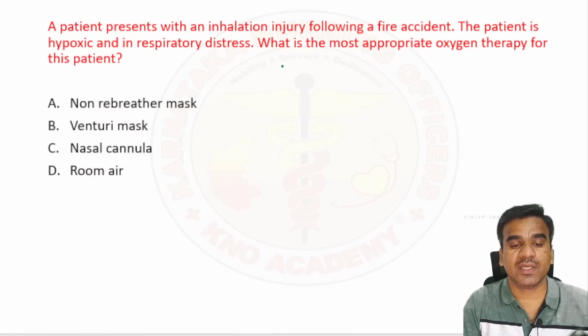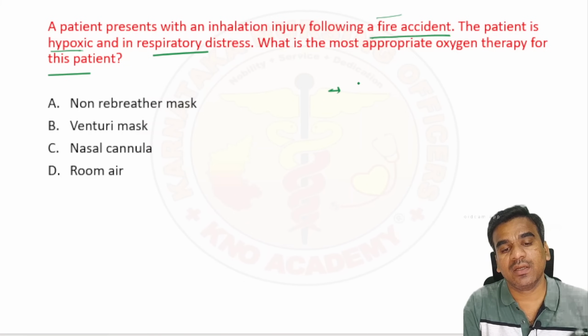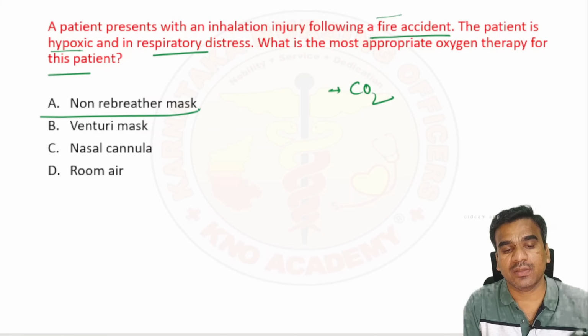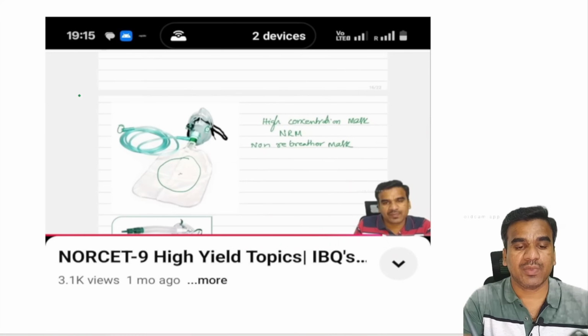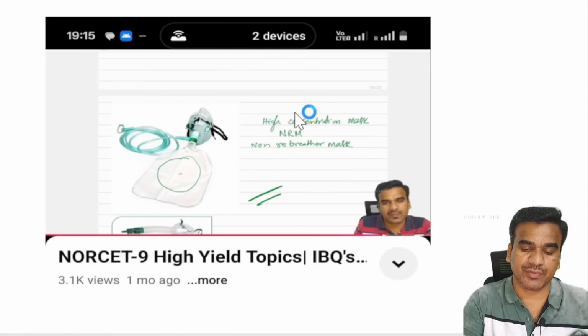Then a patient presents with an inhalational injury following a fire accident. The patient is hypoxic and in respiratory distress. What is the most appropriate oxygen therapy for this patient? In a fire accident, he may have inhaled so much carbon monoxide. So for this we need to give a non-rebreather mask. How it works, I have explained in the KNO Academy YouTube channel. I have explained how it works and why we are using a non-rebreather mask. You can watch the video. So the right answer is non-rebreather mask.